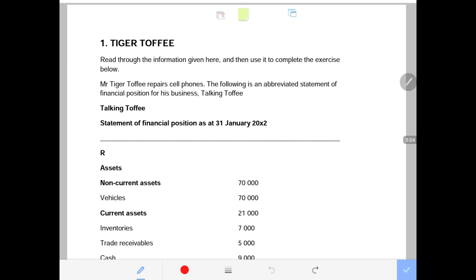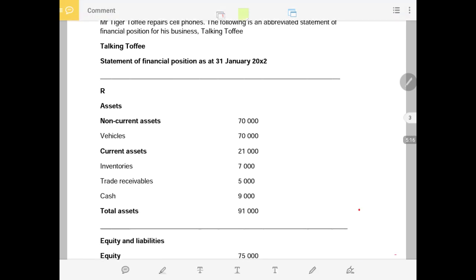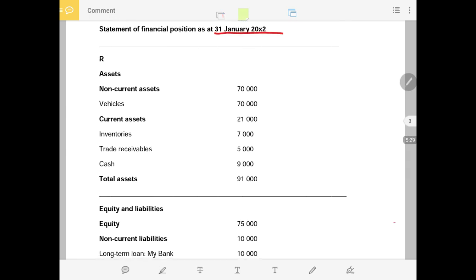Now it says the following is an abbreviated statement of financial position for his business. So Tiger Toffee's statement of financial position is as at the 31st of January in the year 2002. That was the end of the accounting period.